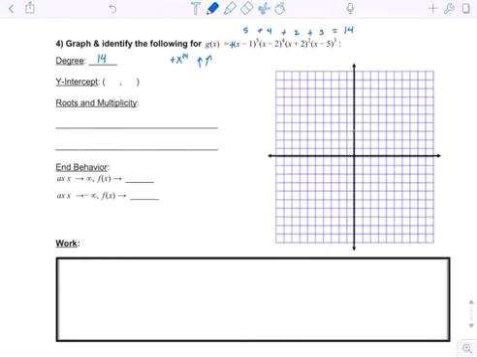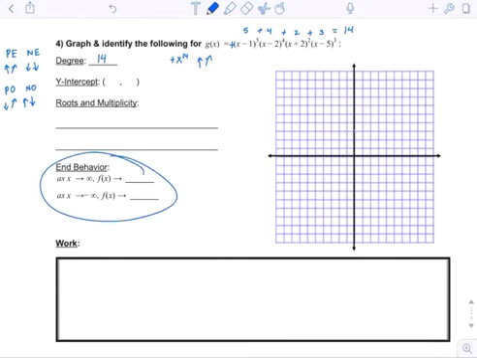Now, if you forgot, positive even is up, up, negative even is down, down, positive odd is down, up, and negative odd is up, down. So that's just something you will have to memorize. You're going to have to memorize those to know what your end behaviors will look like.